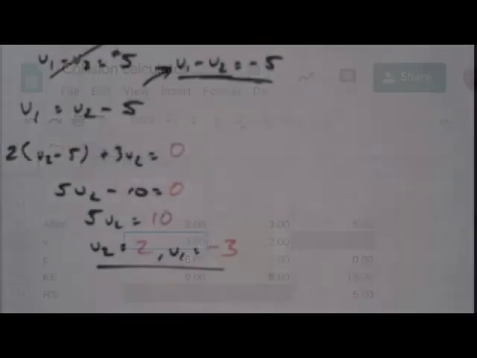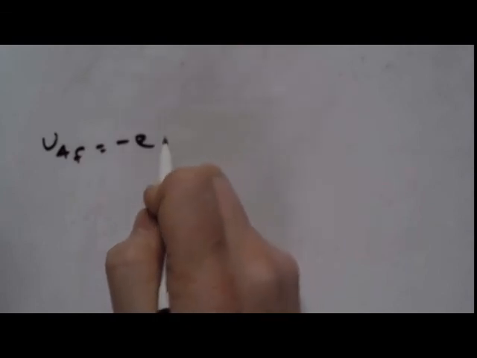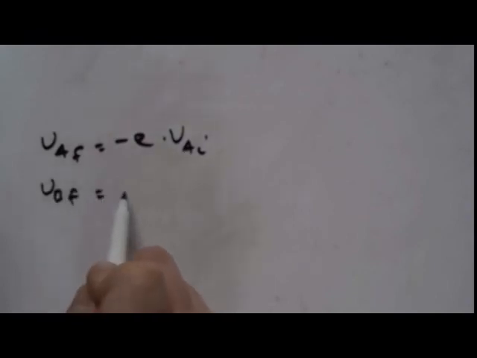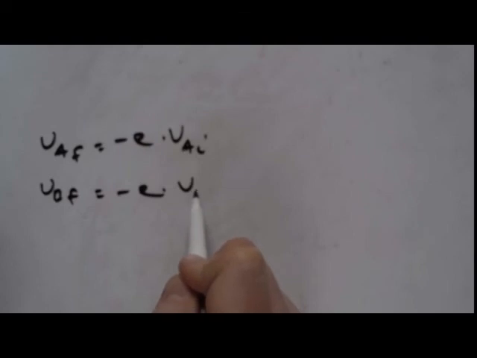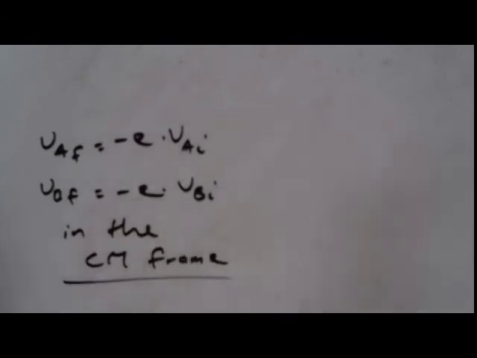Let me show it on the whiteboard again so that you can remember it. In the center of mass reference frame, the new velocity of A is negative E times the original velocity of A, and VB final is negative E times VB initial. The CM frame, which the book also calls the zero momentum reference frame, is the special reference frame in which the total momentum of the system is zero and the center of mass isn't moving.